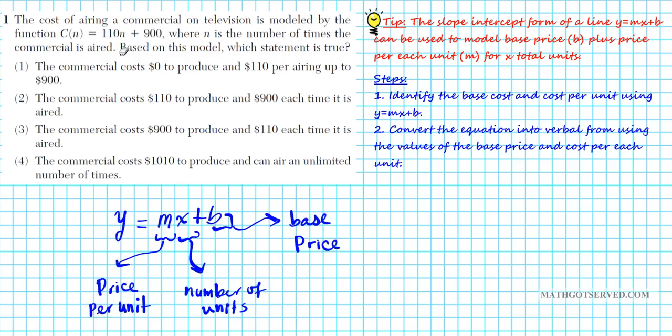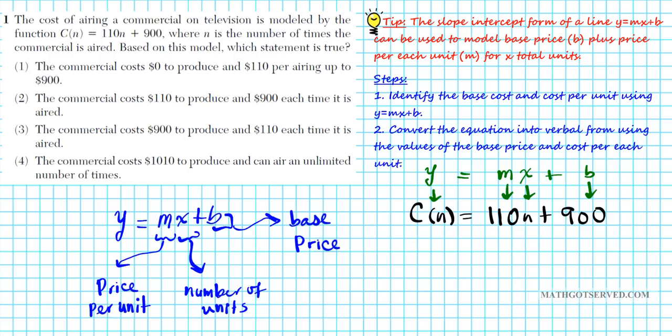Now let's take a look at this situation we have here. We have C of n is equal to 110n plus 900. Do you see that this equation is in the y equals mx plus b form? Well, let me make it obvious for you. This output is y, equals m is your 110, x is the n, and b is your 900. So this goes there, that goes there, and that goes there. So we're just focusing on the right side.